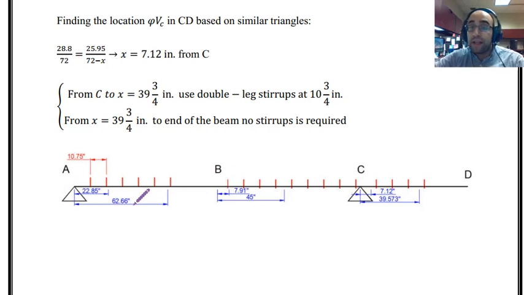This was a very important example regarding designing the shear reinforcement for beams. Please repeat this example at home, and if you have any question, just let me know and we can discuss it through email or WebEx meeting.